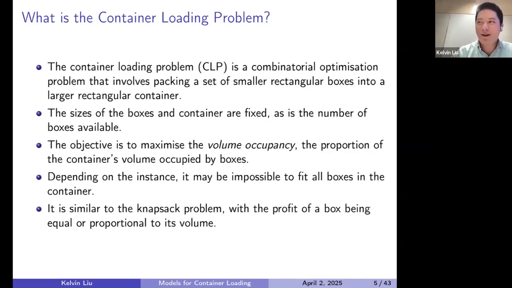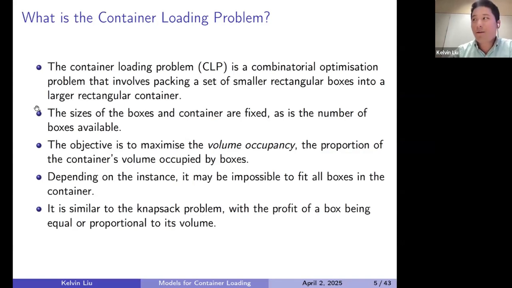The objective function that we're trying to maximize is the volume occupancy, which is the proportion of the container's volume that is occupied by boxes. Sometimes we also call this the volume utilization. For some instances, it may be impossible to fit every box into the container, in which case you want to fit as many boxes into the container as possible, or more specifically, fit as much volume into the container as possible.